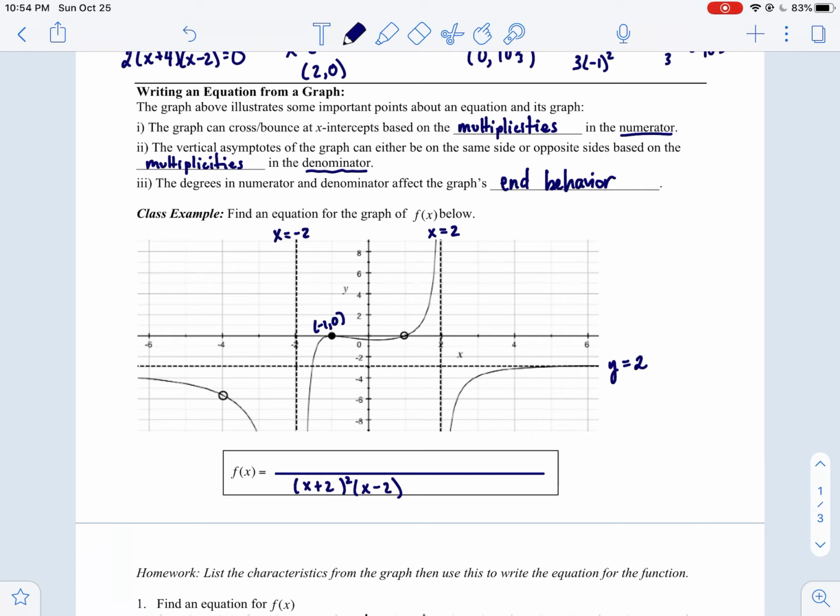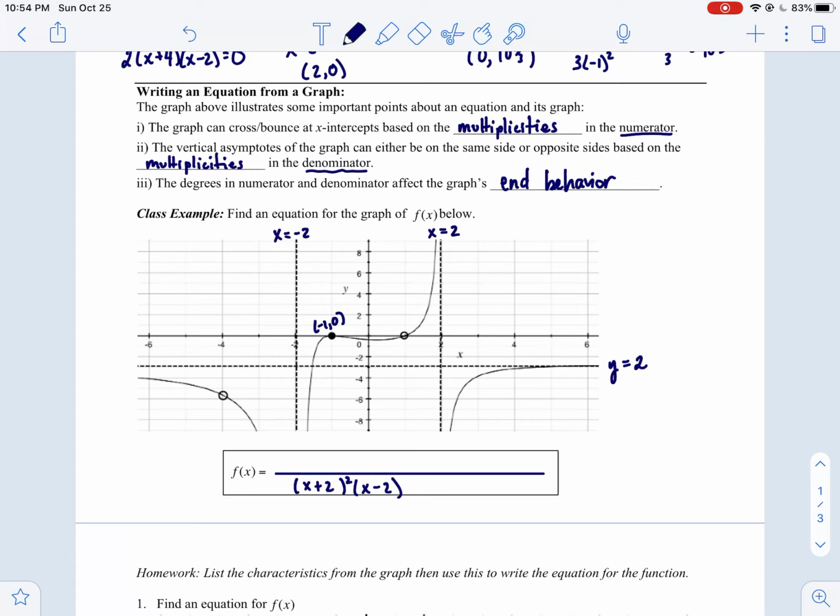Okay, and that is because they're going the same direction. Meanwhile, over here at 2, we can see them going opposite directions around that asymptote. So that means that factor must be to an odd power. So we'll just go ahead and assume the lowest odd power and say that it's to the first. Okay, so that takes care of the vertical asymptotes.